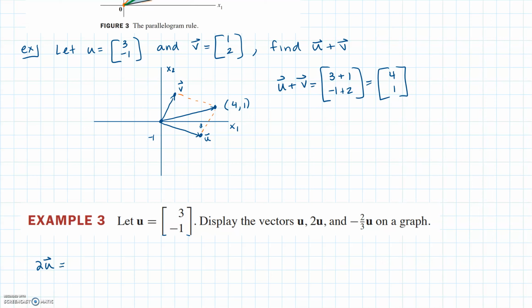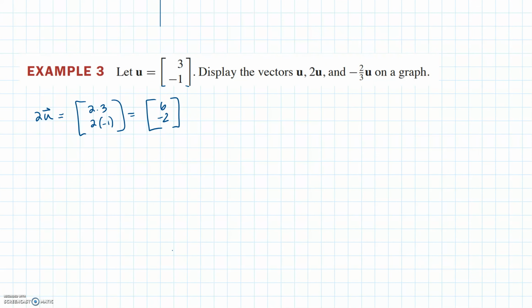So we want to multiply 2 times the 3 and 2 times the -1 to get (6, -2). To display this on a graph, (3, -1) is right there, and you can see 2 times it would be (6, -2). That whole vector there. So u is in blue right there. There's u, and in orange there is 2u.